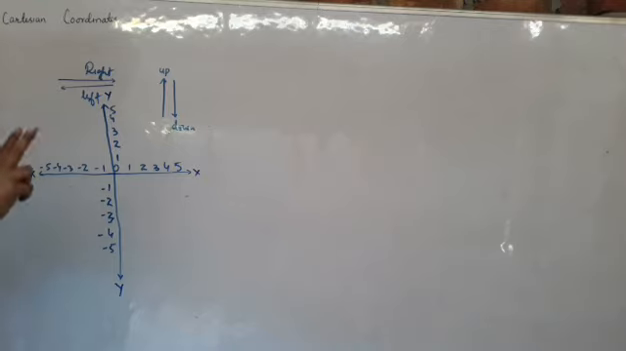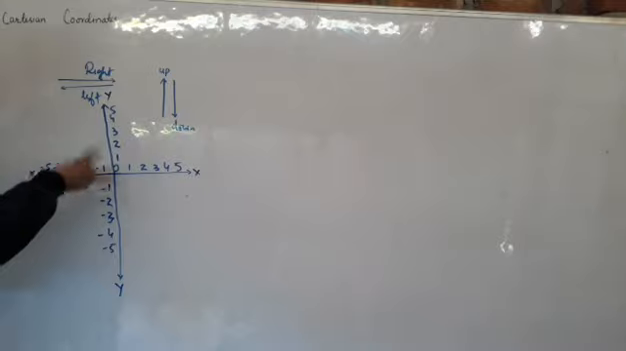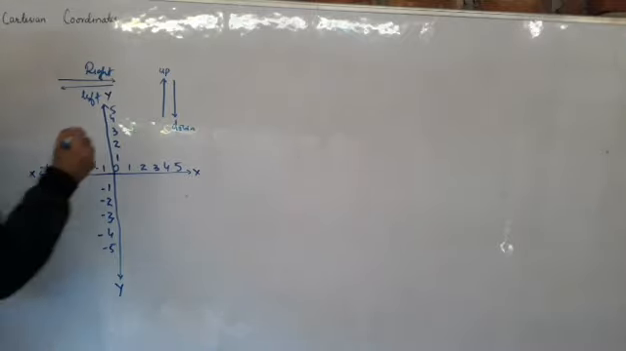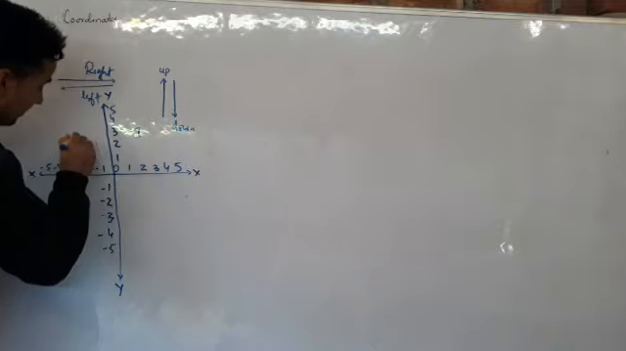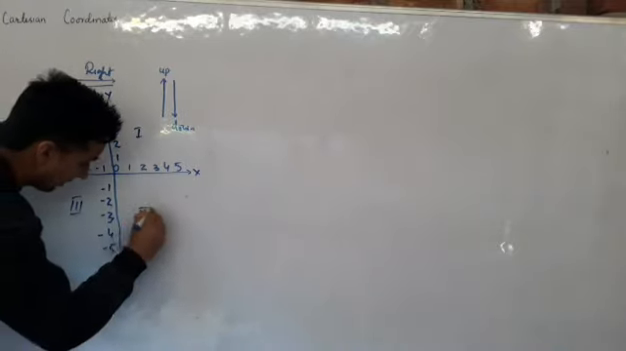There are 4 quadrants. Quadrant is derived from quad, which means fourth part. These two axes divide this plane into 4 equal parts, just like this. This is the first quadrant, this is the second quadrant, this is the third quadrant, and obviously this is the fourth quadrant.